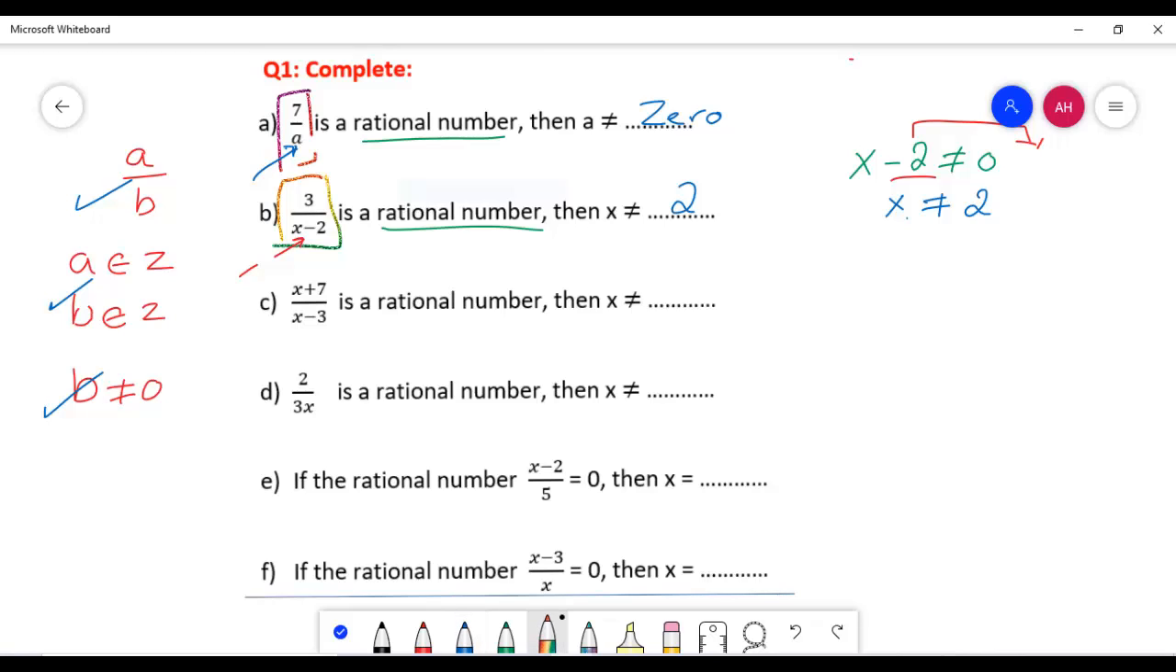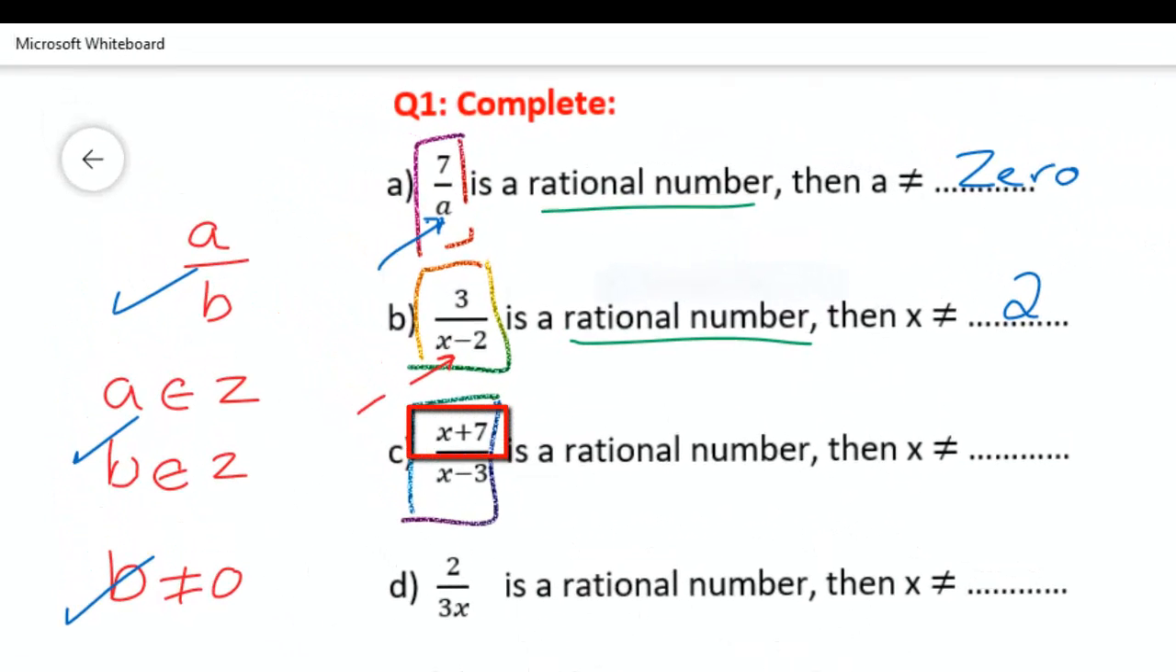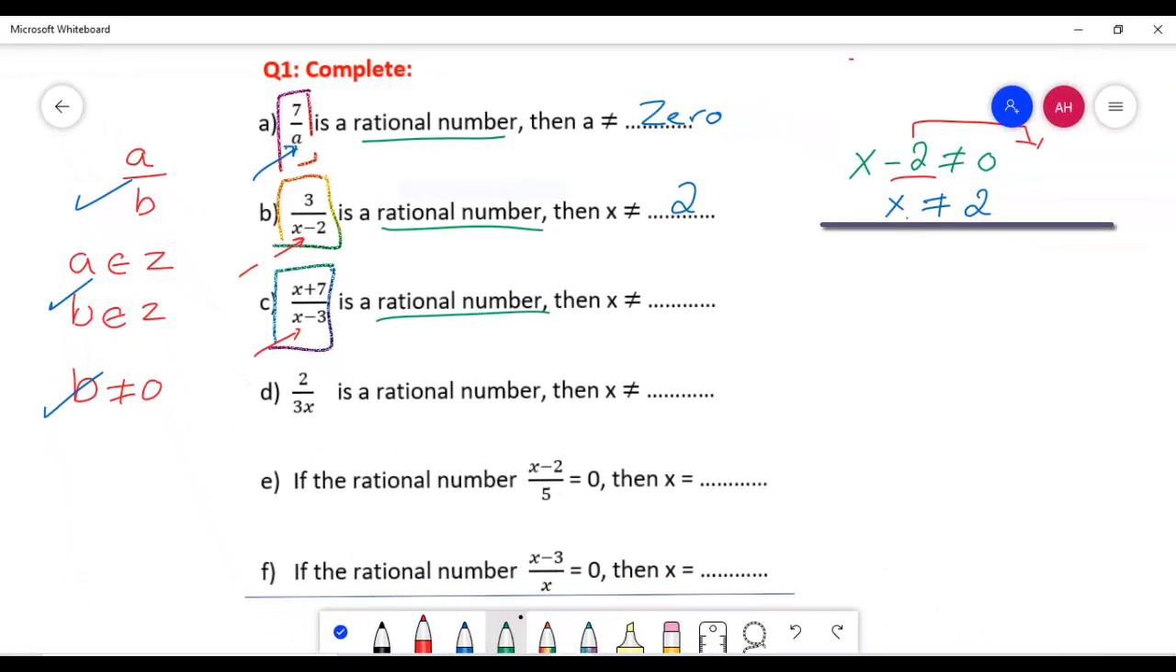Let's go for number c. x plus 7 over x minus 3 is a rational number. Then x is not equal to, and again, I was given the fraction form in the form of a over b. I have here x in my numerator and also in my denominator. But for a fraction to be a rational number, the most important condition is that my denominator should not be equal to 0. So I am going to say that x minus 3 is not equal to 0.